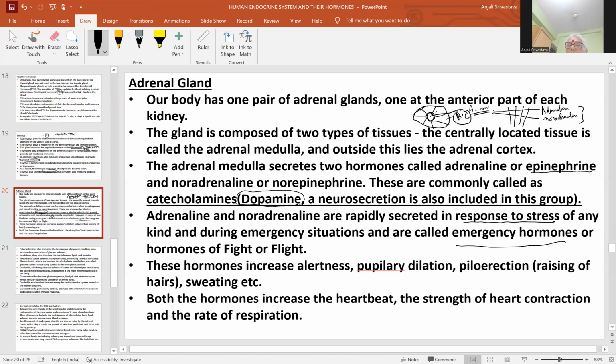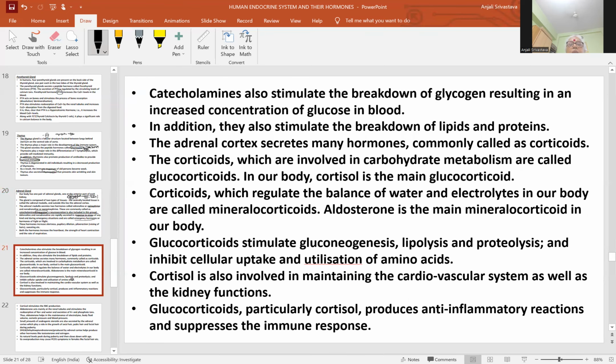These hormones increase alertness, control pupillary dilation of the eyes, raising of hair, sweating, heartbeat, strength of heart contraction, rate of respiration. All these actions are controlled by these hormones. That is, the catecholamines stimulate breakdown of glycogen, resulting in increased concentration of glucose in blood. Instead of reading, I think you can take the detailed function of the catecholamines. They also control stimulating the breakdown of lipids and proteins.